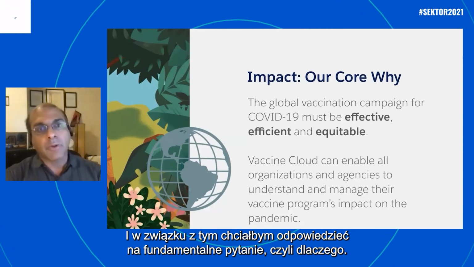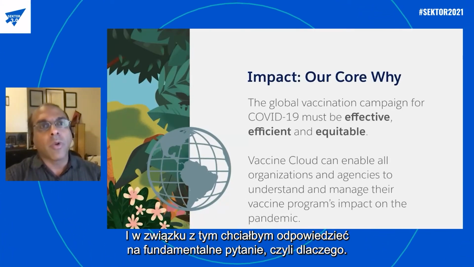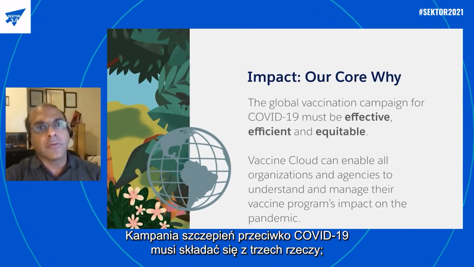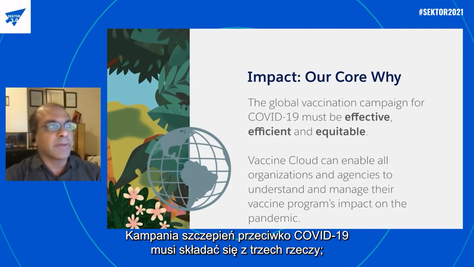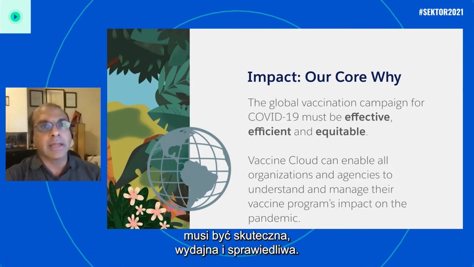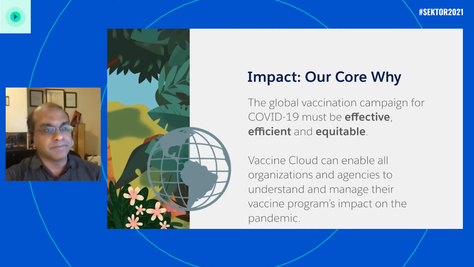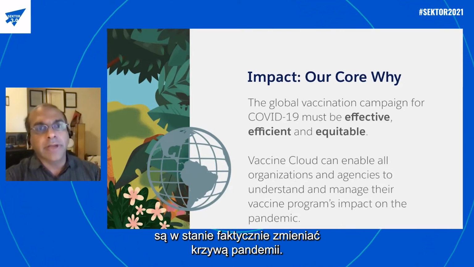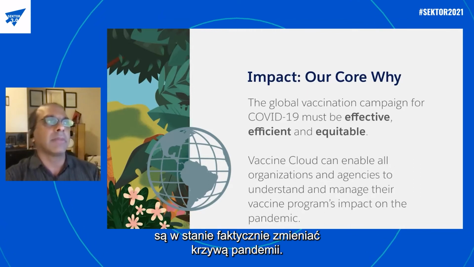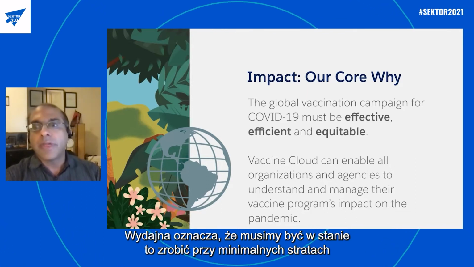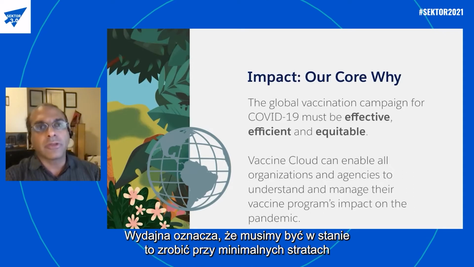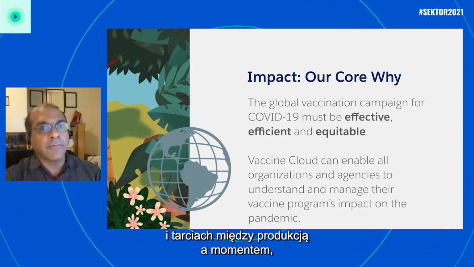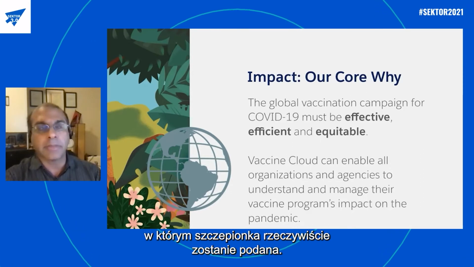And with that, what I'd like to say is the core why. Why are we actually doing this? The vaccination campaign for COVID-19 must be three things. It must be effective, it must be efficient, and it must be equitable. Effective means we need to see that these vaccines are able to actually start to bend the curve on the pandemic. Efficient means that we need to be able to do this with a minimum of waste and friction between manufacture and when the jab actually gets into people's arms.